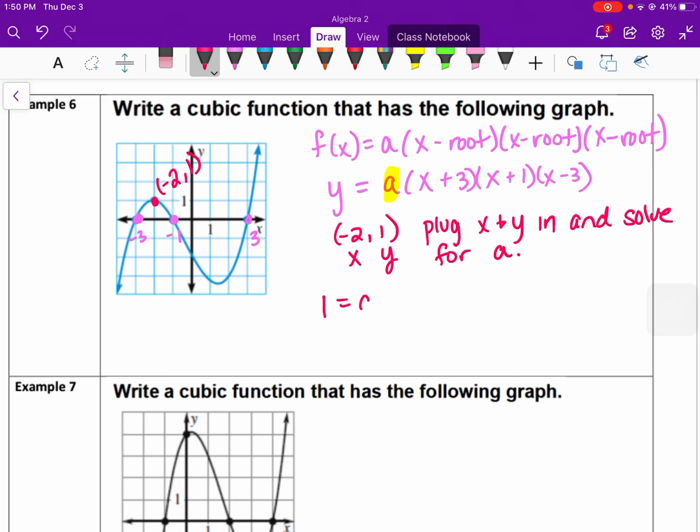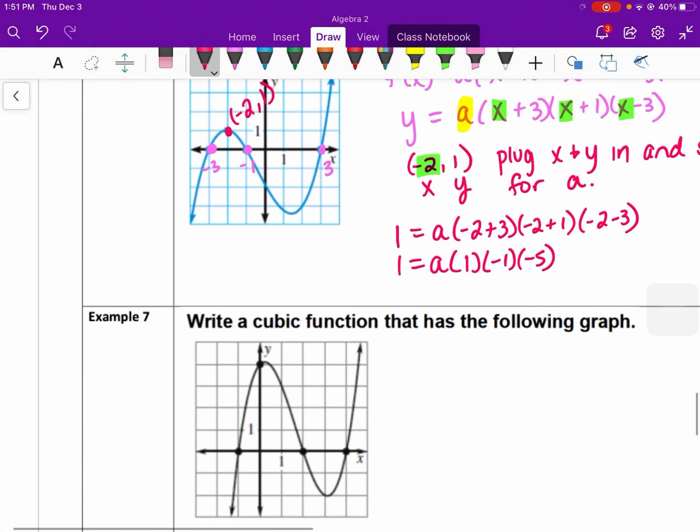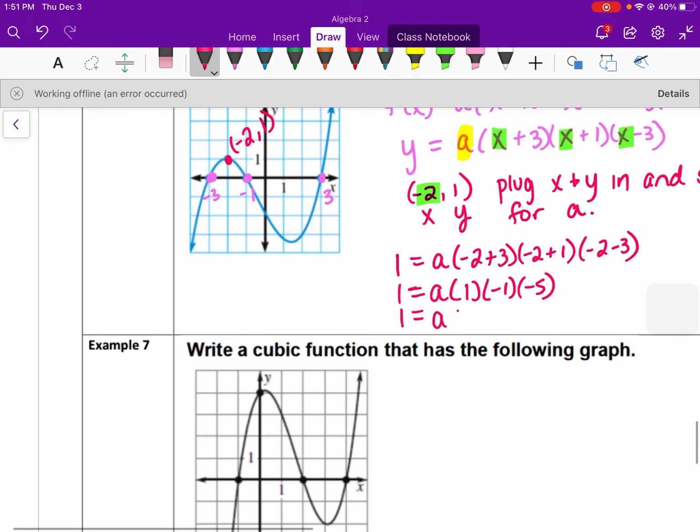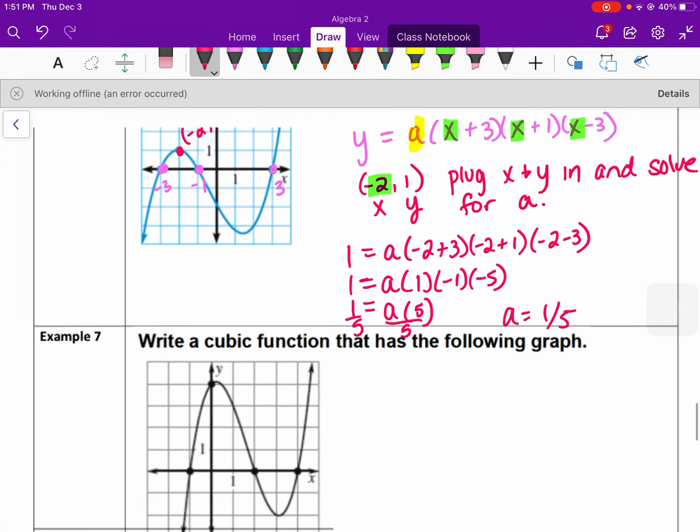So I'm going to plug 1 in for y, so 1 equals a, and then plug in negative 2 for x, so everywhere I have an x, and then multiply. So negative 2 plus 3, negative 2 plus 1, negative 2 minus 3. So 1 equals a times 1, negative 1, and then negative 5. So 1 equals a, 1 times negative 1 is negative 1, times negative 5 is 5. Then to get a by itself, I have to divide by 5, so a would equal 1/5.